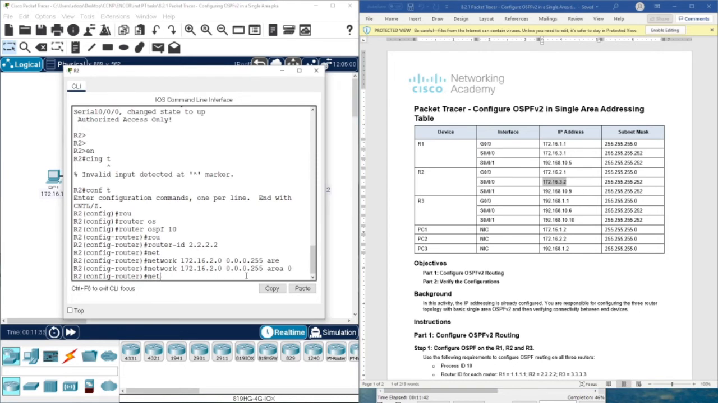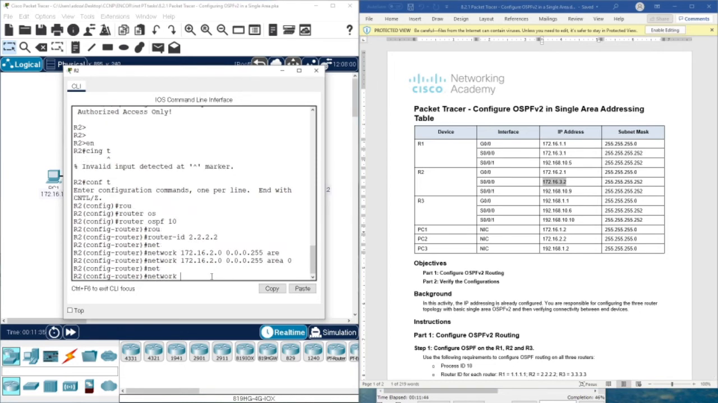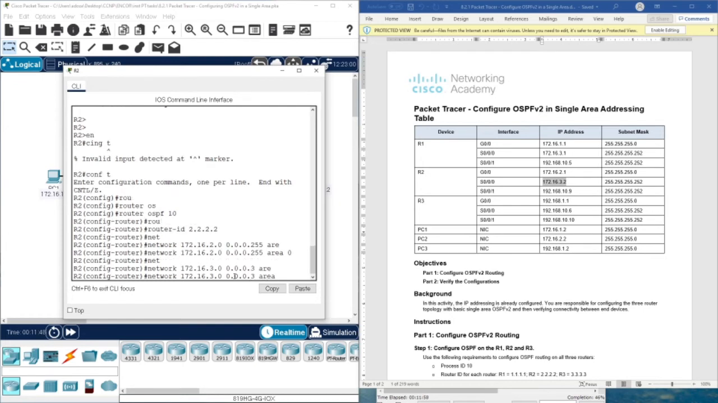Again, network. Remember, this is an IP address. I need the network address, so I'm going to change this to 0 because the subnet mask is 252. And here I have the wildcard 3 and area 0.